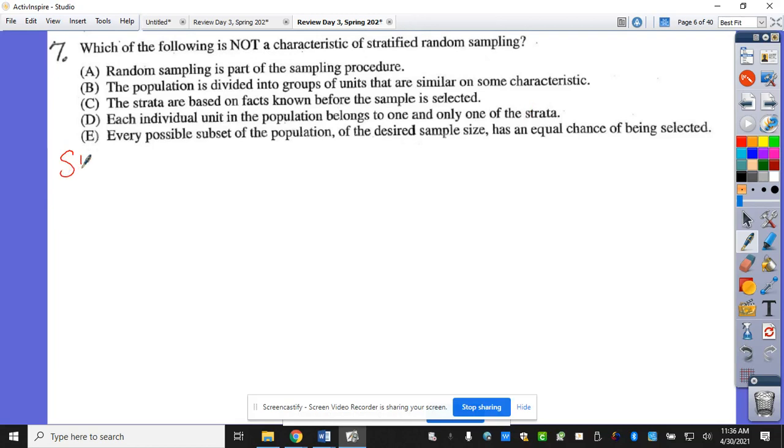So we've got stratified. What is another one? What's another one? And our last one?